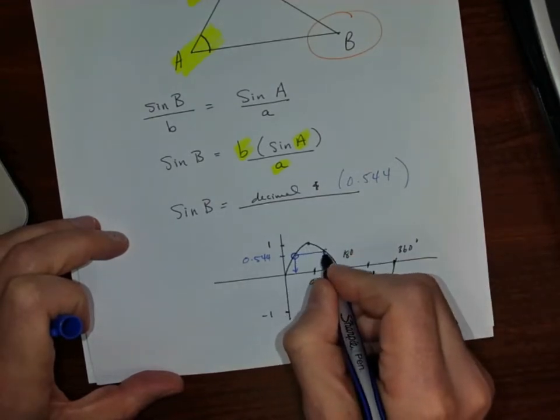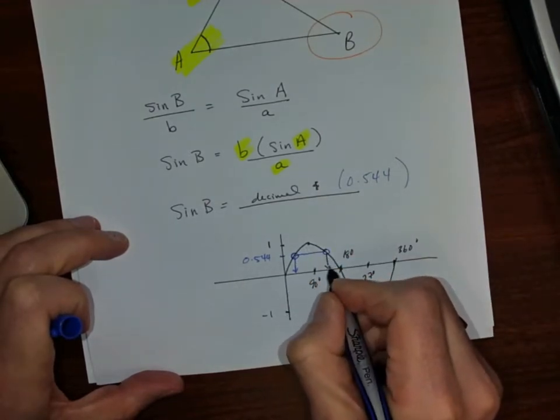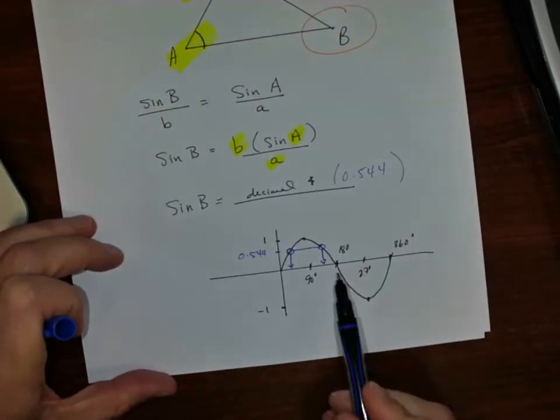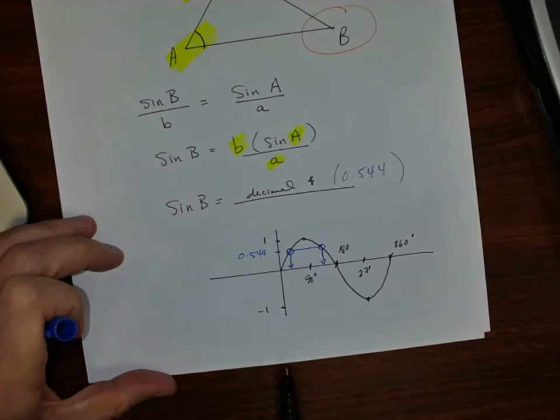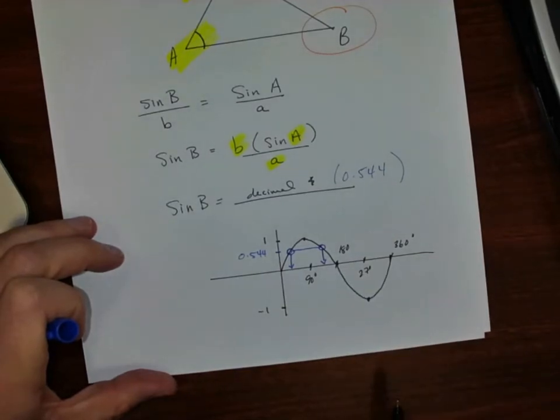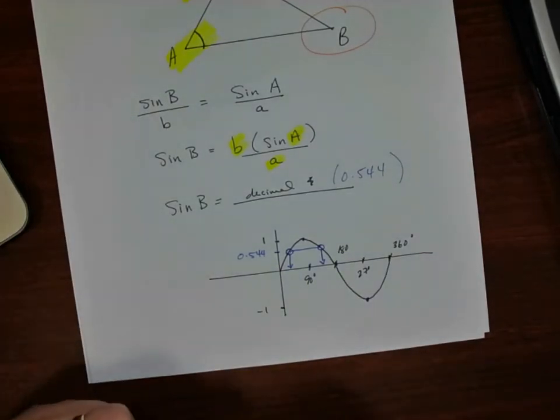Coming across here, we're going to get another answer. So there's going to be two answers for the sine of 0.54 that are going to be less than 180 degrees. Two of them. We need to make sure that our triangle takes both into account. Okay, so let's come back and look at that a little bit more closely. So what did we have?